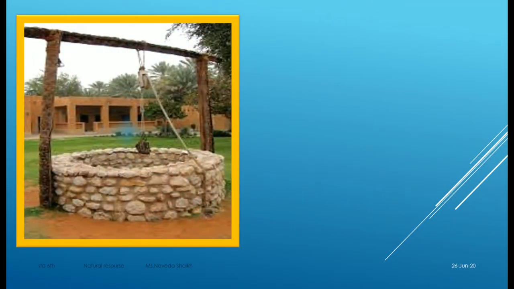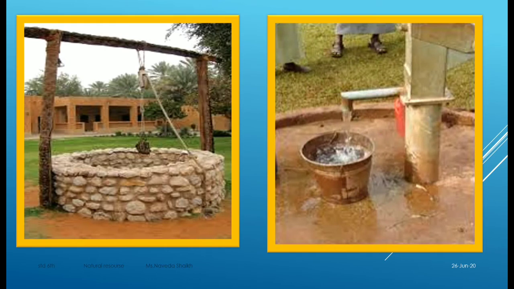Apart from that, underground water is also used. As we learned, during the water cycle, water falls onto the surface of the earth, and it percolates into the earth, meaning inside the earth's surface. And that water is obtained from wells and bore wells, which you normally find.